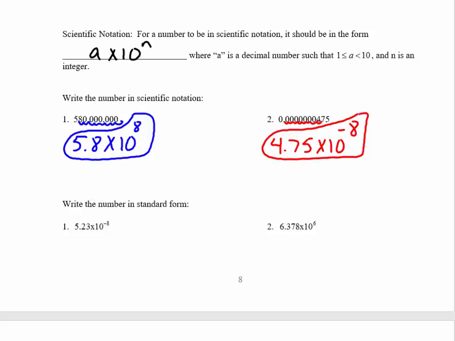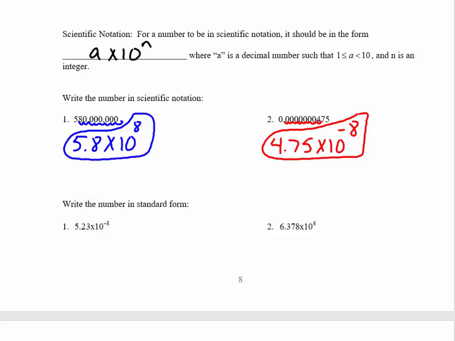Going the opposite way, let's write the number in standard form. So we have 5.23 times 10 to the negative 8. Writing it in standard form, we have to make sure we move the decimal the right way. With a negative 8, we need to move the decimal to the left, so we make our number in between 0 and 1. Again, make sure negative exponents don't make numbers negative.